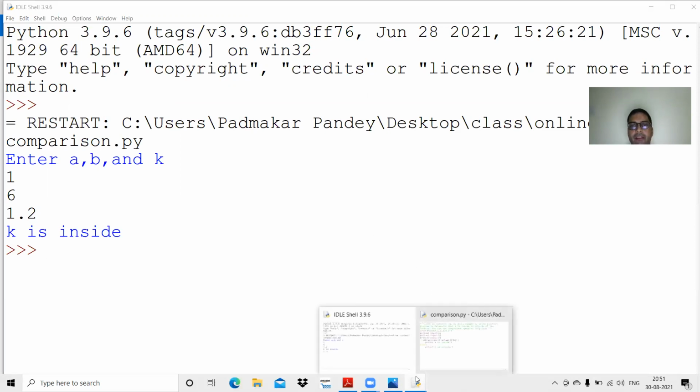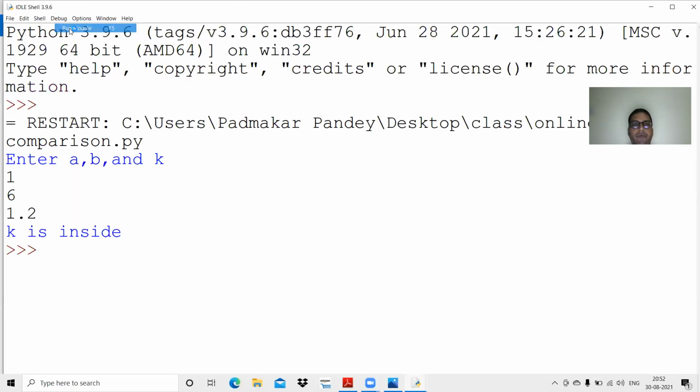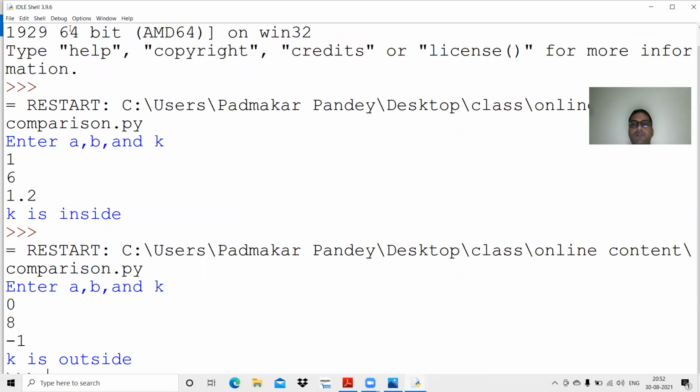Okay. If I again run this code, enter A, B, and K. So suppose A is 0, B is suppose 8, and K is -1. So K is outside. So our code is working properly. Okay. So this is how you can solve this problem.